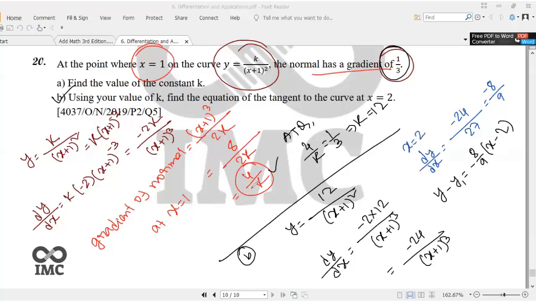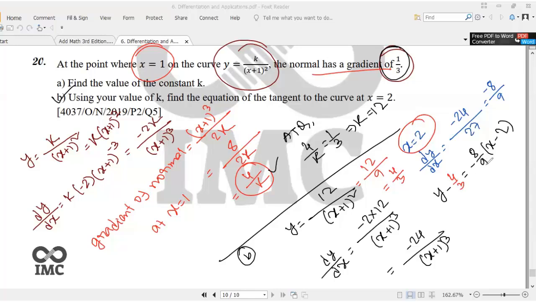So we need y1. So how can we find out y1? We know that x equal to 2. So if we substitute the value of x in y, what will we get? We can write 12 by (2 plus 1), that is 3 square, so 9. Or we can write 3 fours are 12, 3 threes are 9. So instead of y1, we can write 4 by 3.